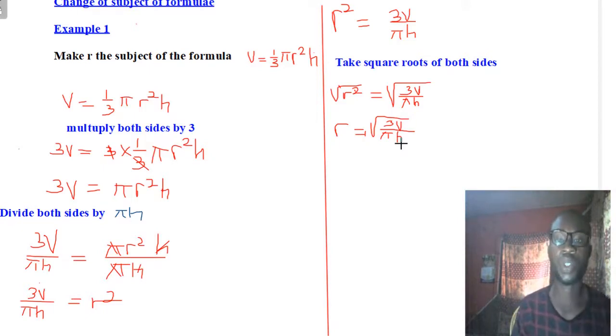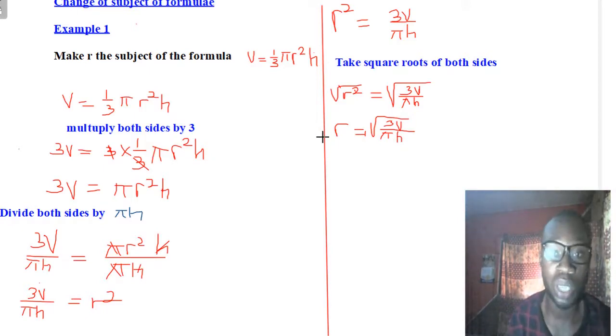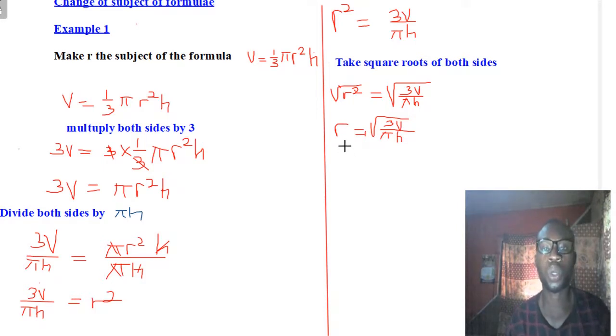So that's our answer. Our r is equal to the square root of 3v over pi h. So that's what we want to achieve. To make r the subject of the formula means that we should make r stand on its own, which we have achieved now. So our r is equal to the square root of 3v over pi h.